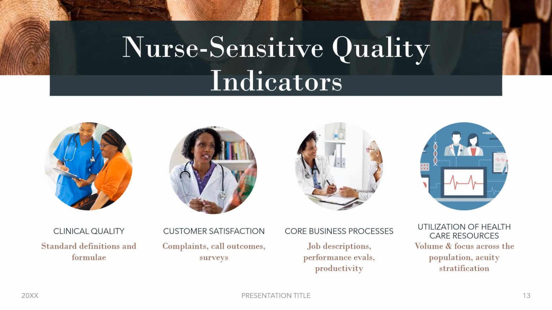Customer satisfaction, things that we track with this are complaints, call center outcomes, like how quickly was a call answered, how long did people wait on the phone before they got their question answered or they got to an operator, what's the rate at which people hang up, and then surveys about customer satisfaction are a really key way of collecting data.